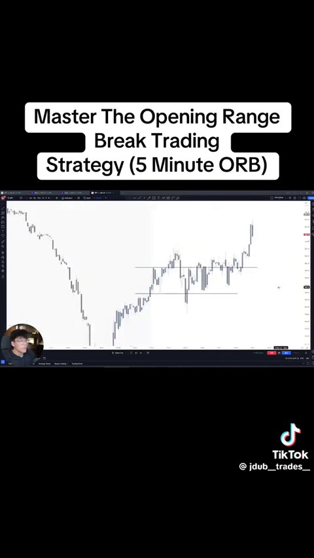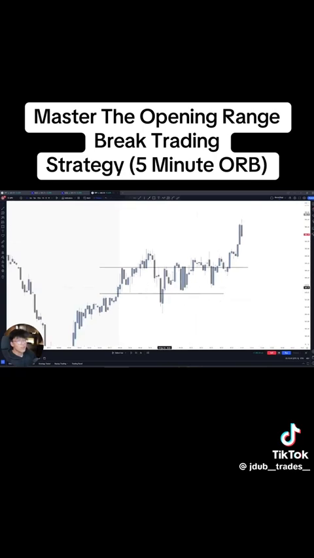So as you can see right here, clear chop in the markets. There's really no edge on this day when price is this choppy. So this classifies as no trading opportunity in the markets. So now let's go on to the next day.